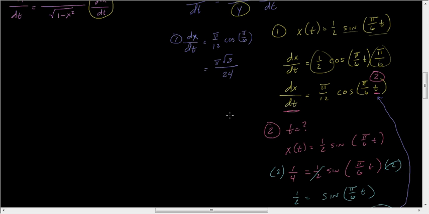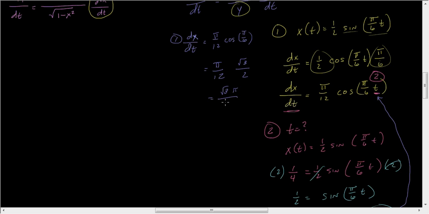And actually, I'm going to write that out so that you can see it. Let me erase that and write that out. So from the beginning, we had pi over 12. Cosine of pi over 6 is simply the square root of 3 over 2. And that gives us our square root of 3 pi over 24.